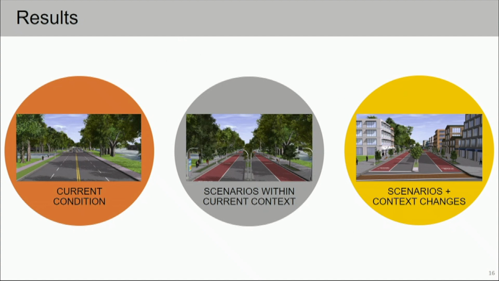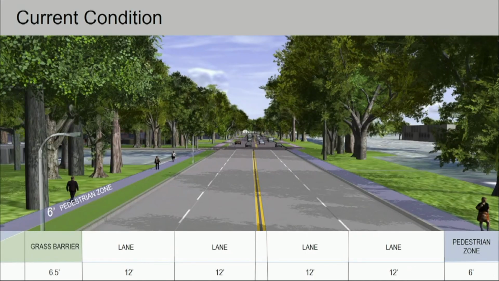So as a result, we created these various scenarios that compare the current condition with street design scenarios in the current context and street design plus changes of the context. So that's scenario number 1, current condition. You can see the line widths, and this is what it is there now. And I have to tell you, it looks prettier than it is in reality. The model makes it look really good.